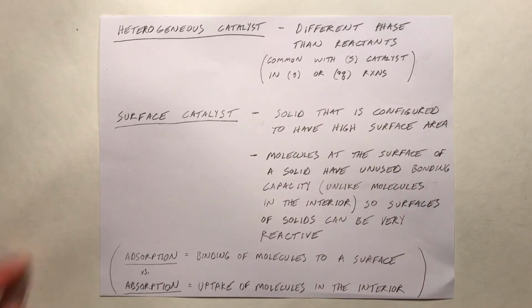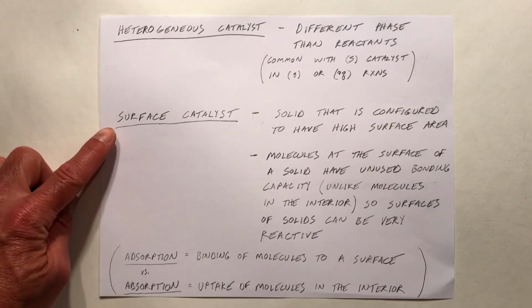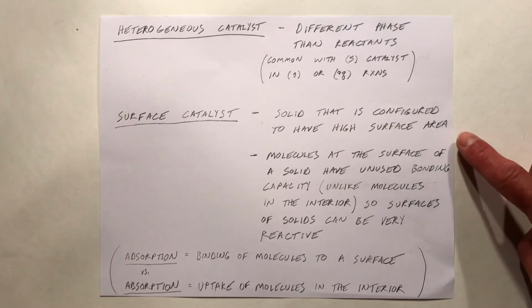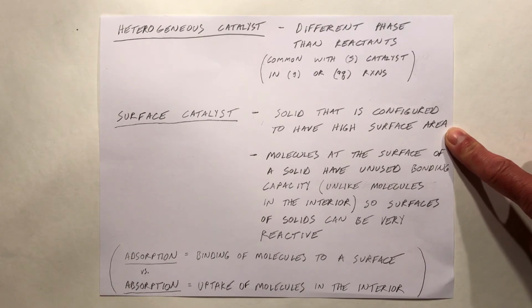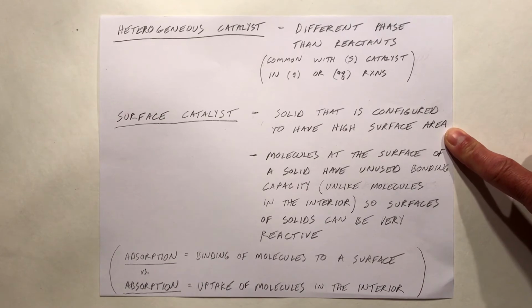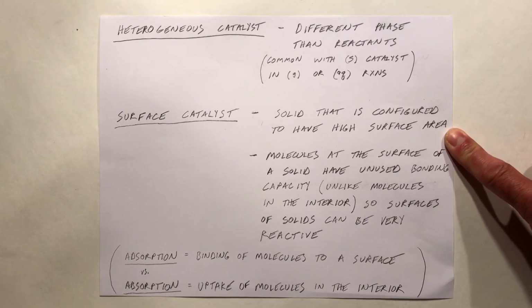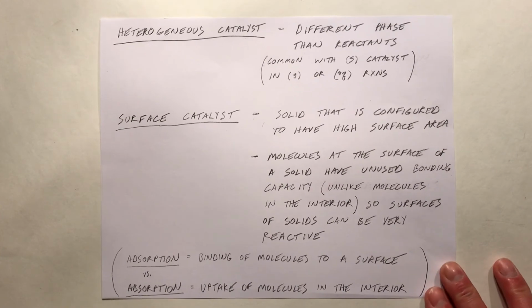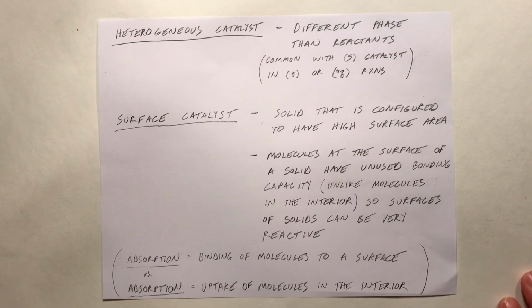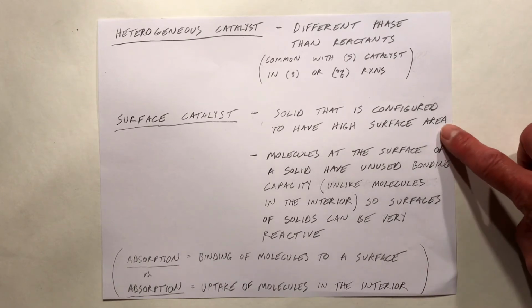A common way to see a heterogeneous catalyst is with a surface catalyst. This is where we have a solid that is configured to have a high surface area. In other words, a solid as a powder, or a solid that has several different surfaces, maybe like an array of tubes through which the reaction will pass. And the surface of each tube provides a catalyst. So there's lots of different ways that we can have a high surface area.